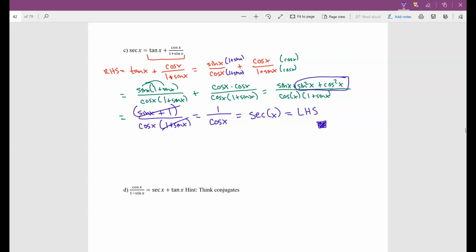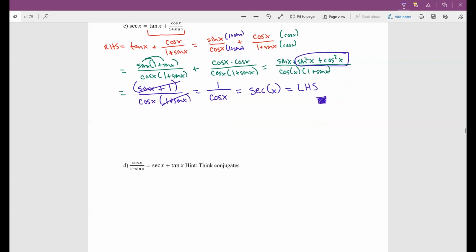Okay, so this one was a lot more involved. You had to do more algebra, more combining like terms, and using the identities that we've learned in this class to plug them in whenever we can. Okay. All right, now let's do part D.